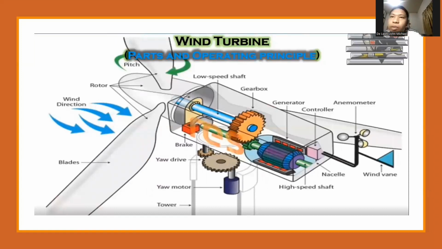Yan yung mga parts ng wind turbine. The pitch, yung parang sa may harapan. Rotor, yung pinaka, parang nakabit sa may blades. Then blades. Low speed shaft, yung sa may gitna. Gearbox, generator, controller. Anemometer, wind vane, nacelle, high speed shaft, brake, yaw drive, yaw motor, and tower.